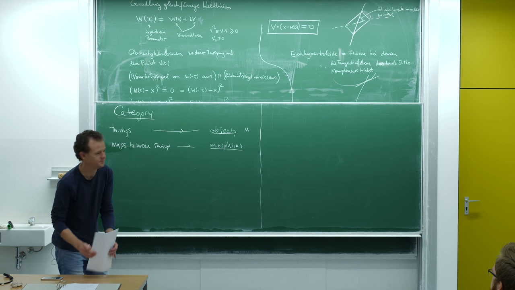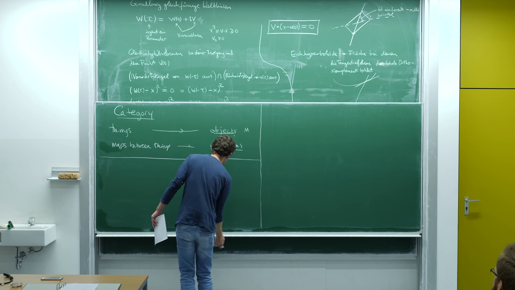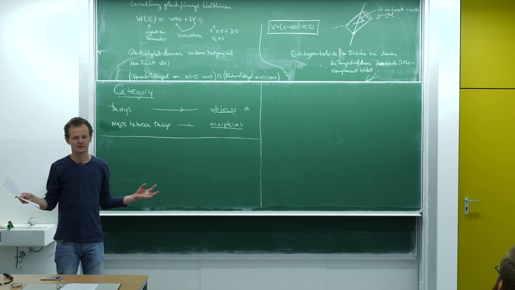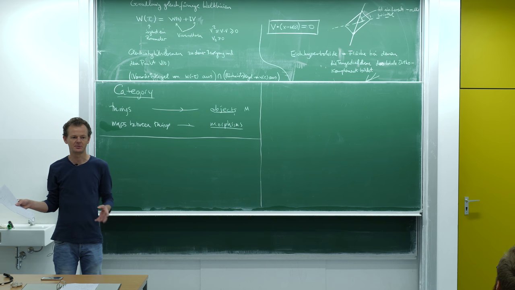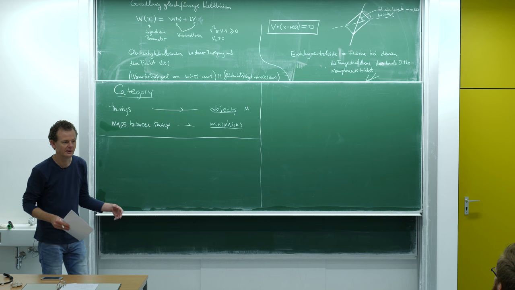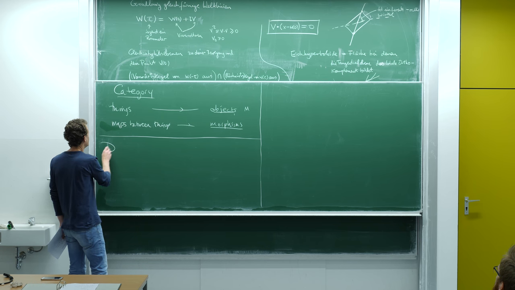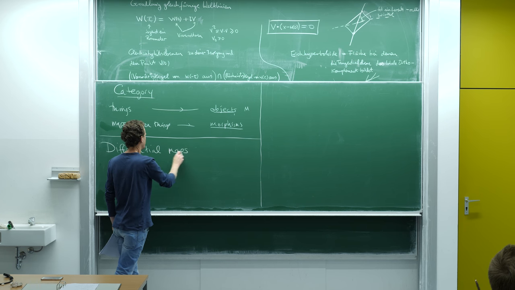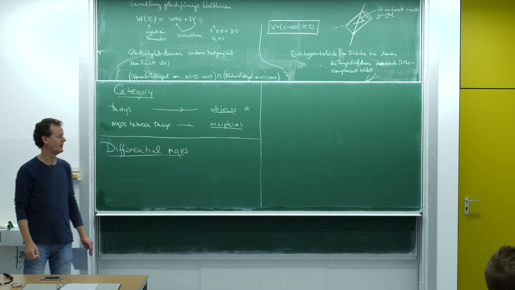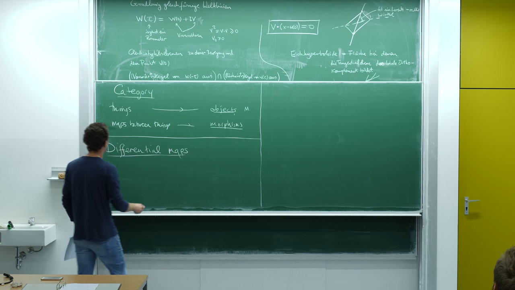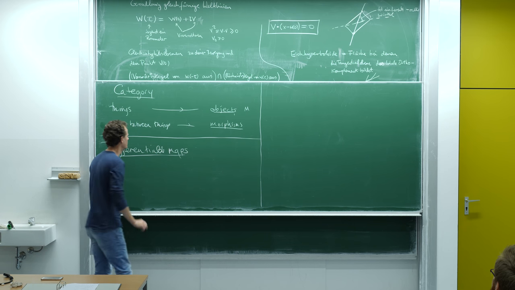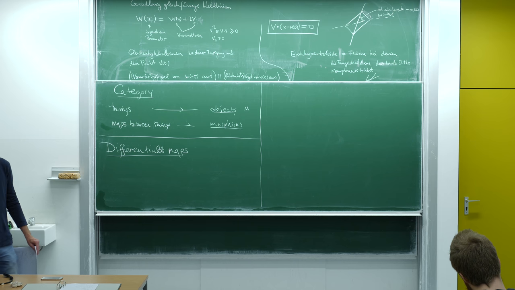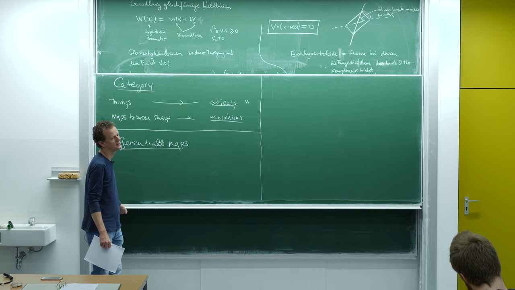And that's the purpose for today. Once we've set our language, once we've set the landscape of objects that we're going to talk about and the maps between them, then we can start to derive consequences and learn about these things. So that's why today's topic is that of differentiable maps. These are the morphisms that we're going to allow between our objects. We're not going to allow arbitrarily crazy maps, we're going to allow differentiable maps.